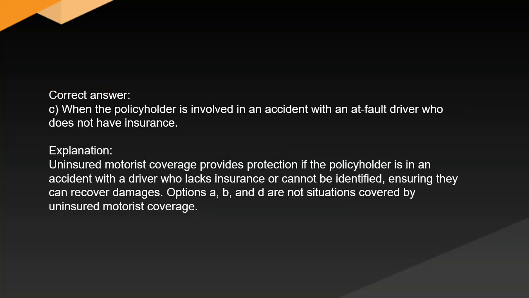Correct answer. C. When the policyholder is involved in an accident with an at-fault driver who does not have insurance. Explanation. Uninsured motorist coverage provides protection if the policyholder is in an accident with a driver who lacks insurance or cannot be identified, ensuring they can recover damages. Options A, B, and D are not situations covered by uninsured motorist coverage.